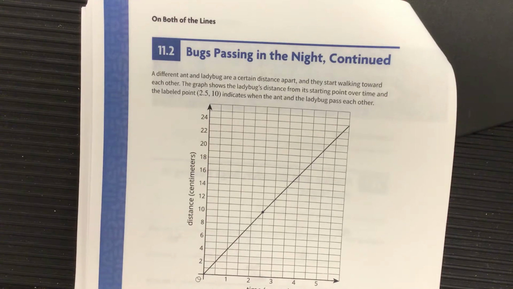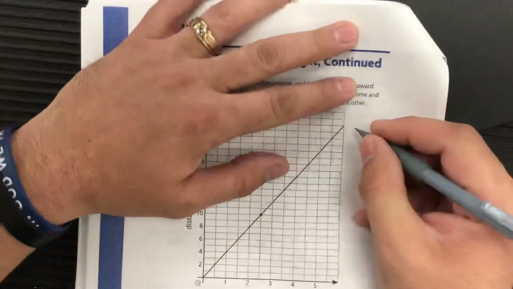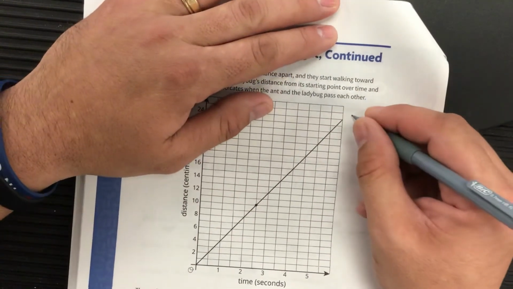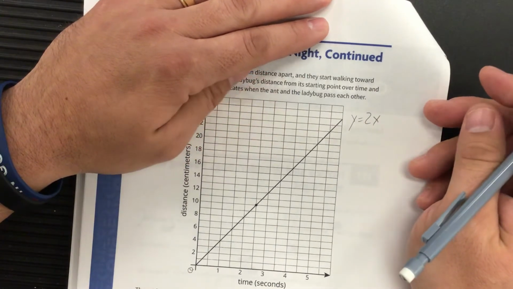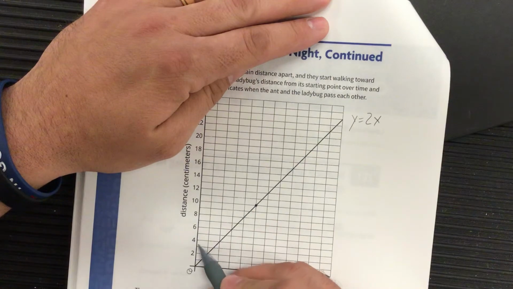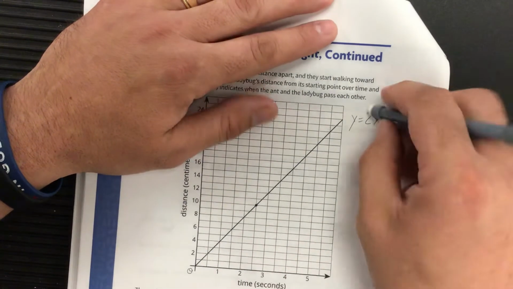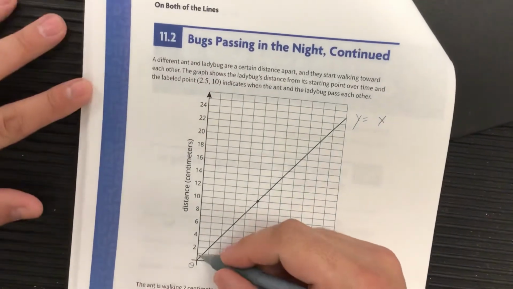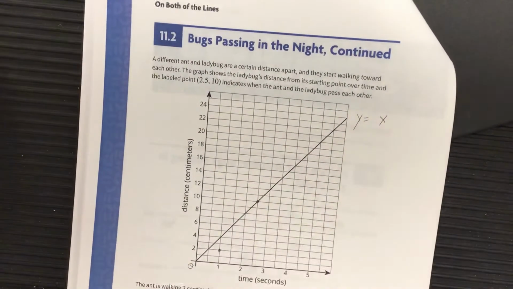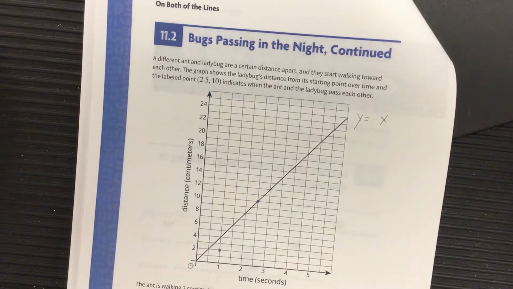Write an equation representing the relationship between the ant's distance and the ladybug's starting point, and then time. All right, so who's graphed now? The ladybug is graphed, right? Let's write an equation for the ladybug. L equals 2x. No, wait. Is the slope 2? It's not 2. Wait, how is it not? Because up 2 over 1 would be right here. Oh, it's 4. Up 4 over 2.